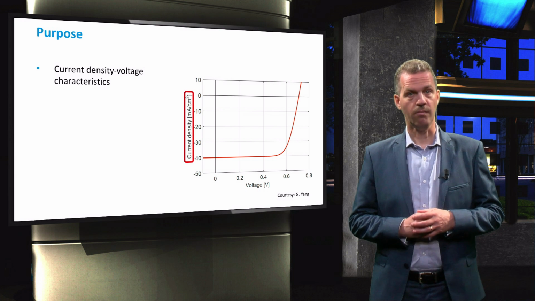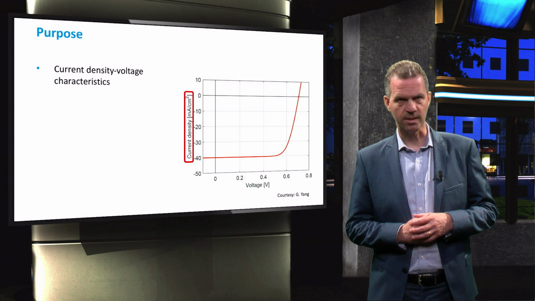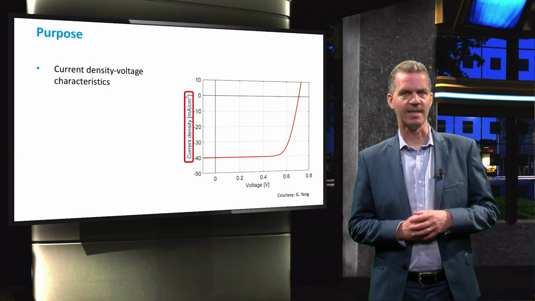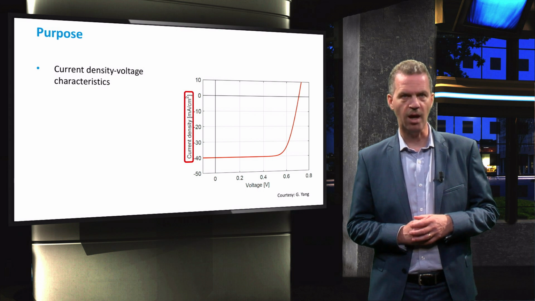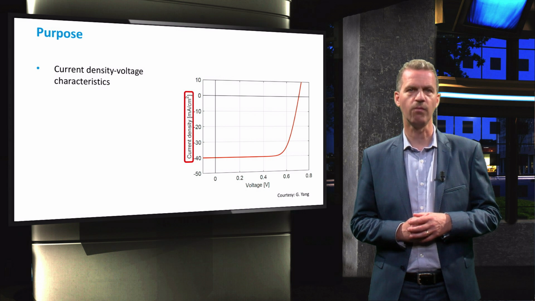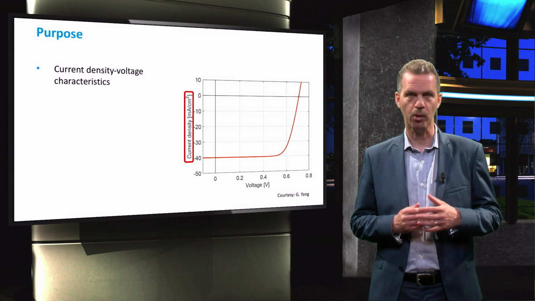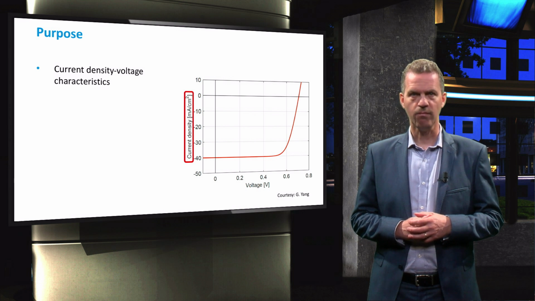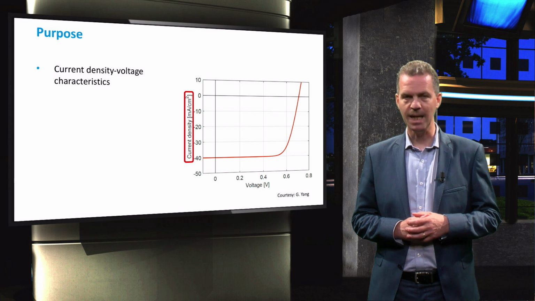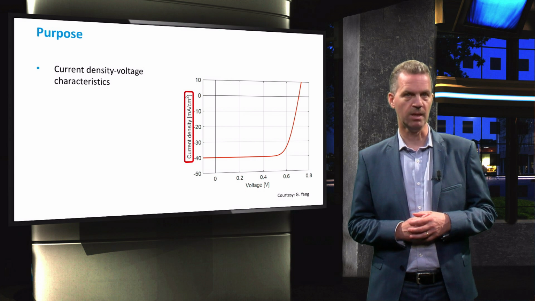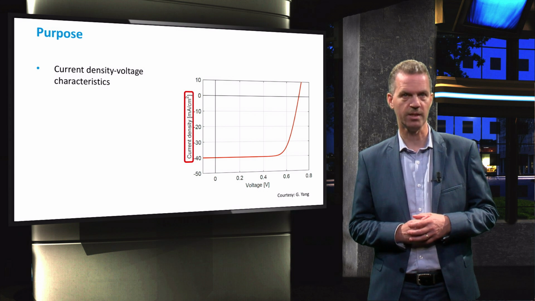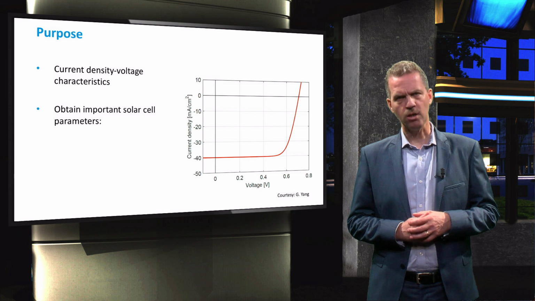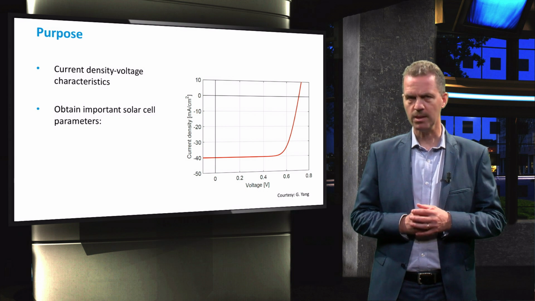Please note that we talk about current density rather than just current, as it is the current per unit area that quantifies the solar cell for a given illumination power per unit area. The most commonly used scale for current density is milliamperes per square centimeter for research scale solar cells. From a JV curve one can derive important parameters.